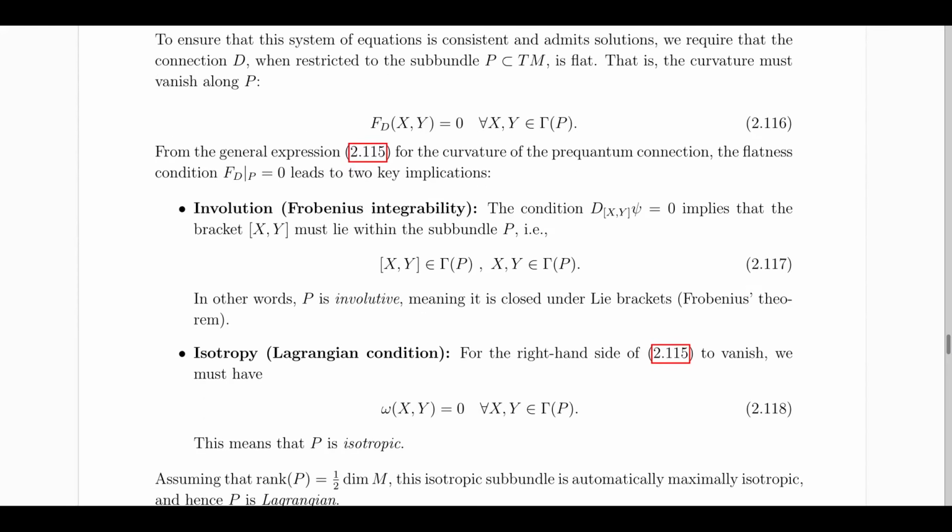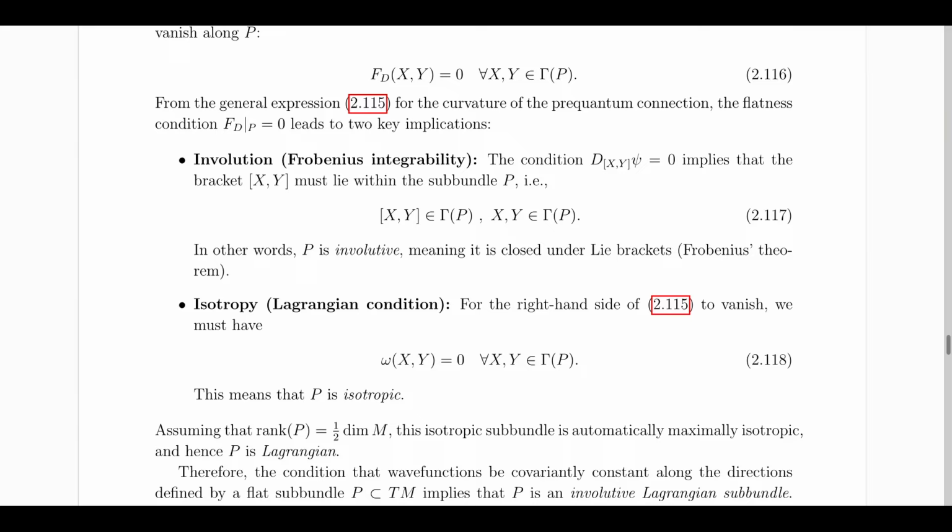This flatness condition imposes 2 important properties on the polarization. First, involution. The polarization must be closed under Lie brackets. This ensures that integral manifolds, or leaves, exist and form a foliation of phase space. Second, isotropy. The symplectic form must vanish when evaluated on any 2 vector fields within the polarization. If the polarization has half the rank of the full tangent space, these 2 conditions together mean that it is Lagrangian.